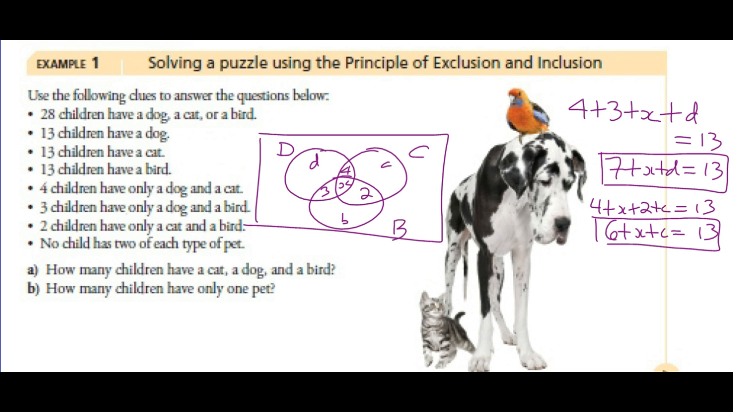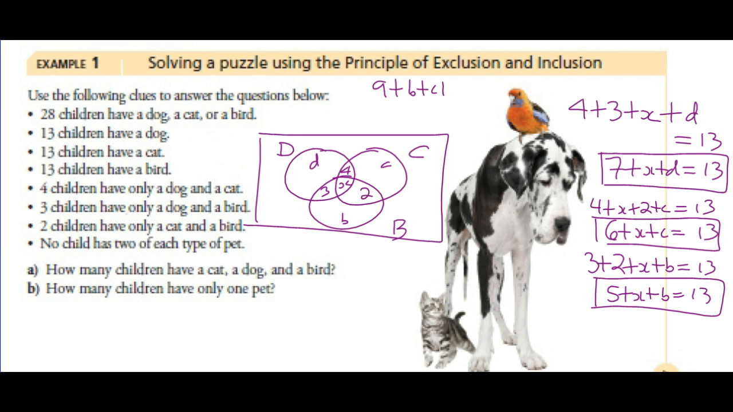And we've got the bird, so 3 plus 2 plus X plus B is equal to 13. So 5 plus X plus B is equal to 13. And what else do we know? We know that 3, 4, 2, right? So 7. So 9 plus B plus C plus D plus X is equal to 28, right? Because there's 28 kids in total, right?